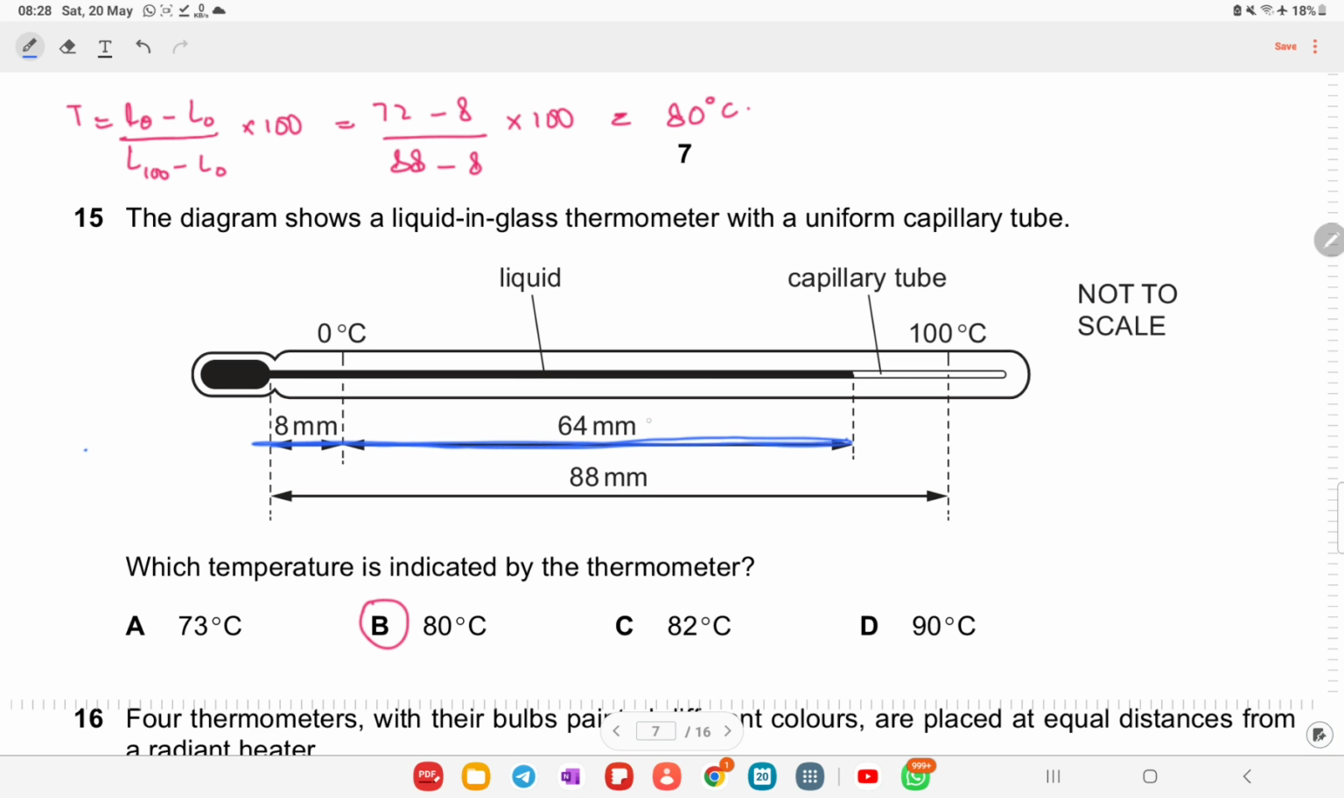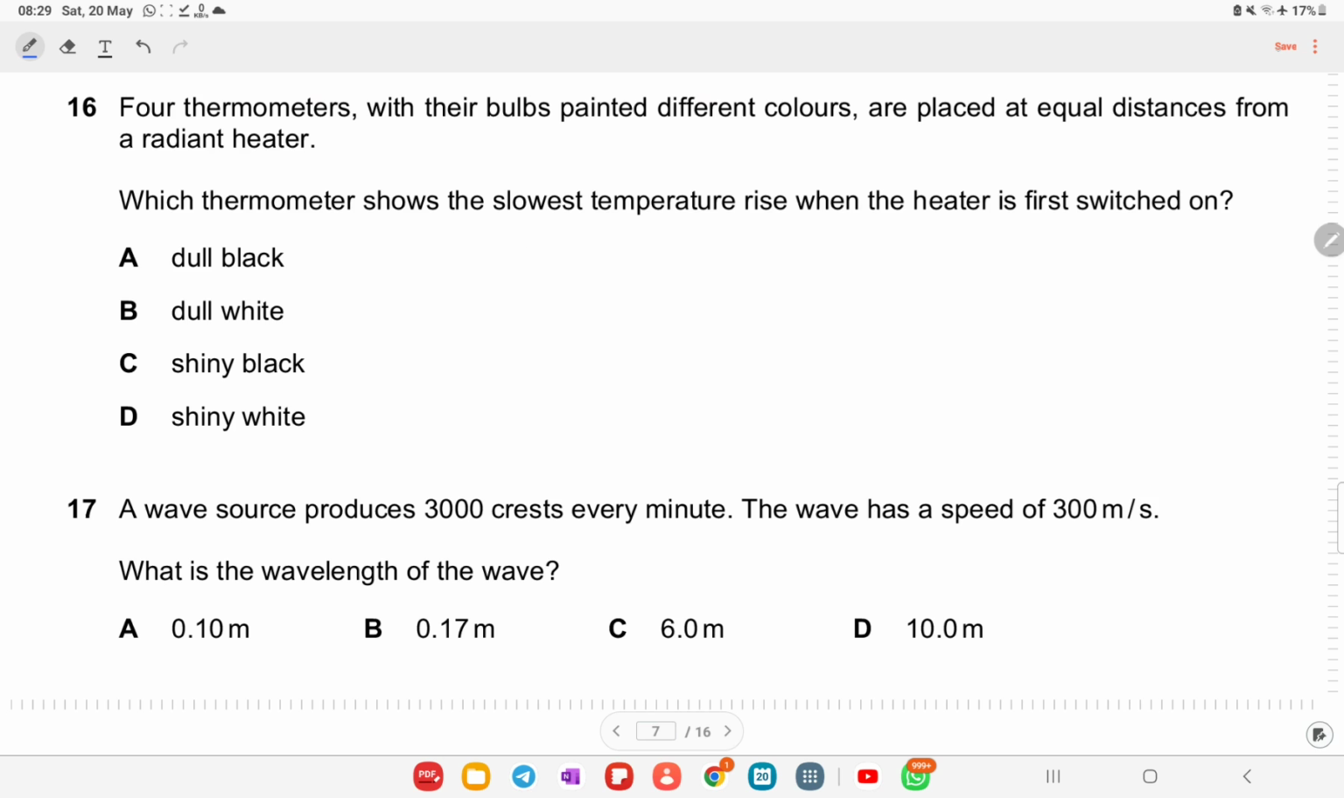This length is going to be your L theta, and the original length is this thing. This is your L naught. This is your L100, which is 88 millimeters. And what else is there? Yes, these are the three readings that you need to know. And if you have done this, you can easily solve this by calculating.